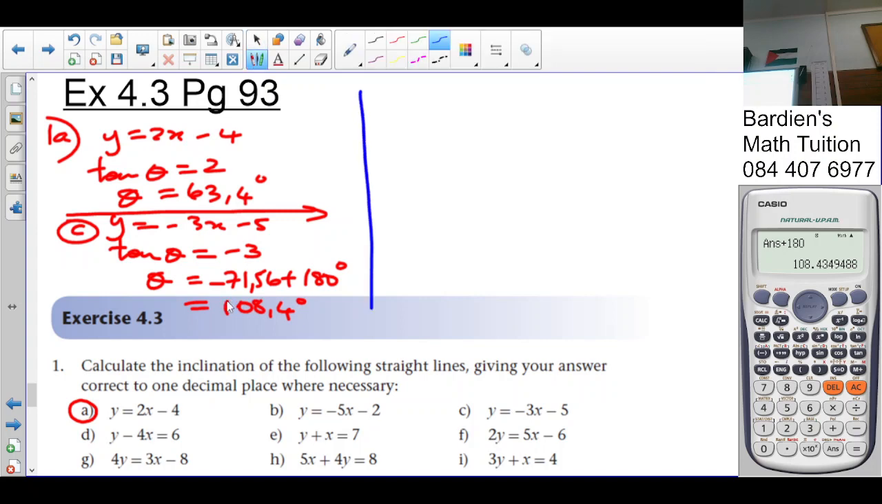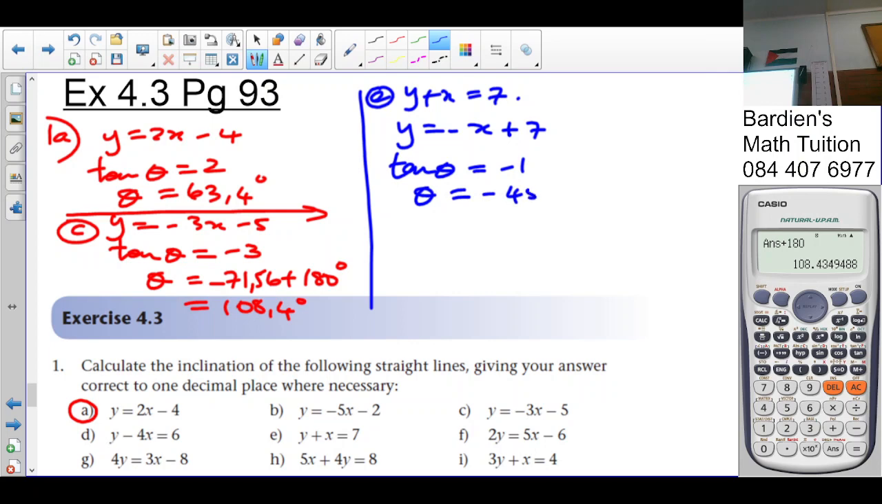Let's look at the next one, E. If we look at E, we've got y plus x equal to 7. Is that equation in standard form? No. So you take an x over, so y is equal to minus x plus 7. So the gradient of this line is negative 1. So we say tan of theta equals negative 1. Arctan of negative 1 is negative 45 degrees. We add 180 to it, get an angle of 135.